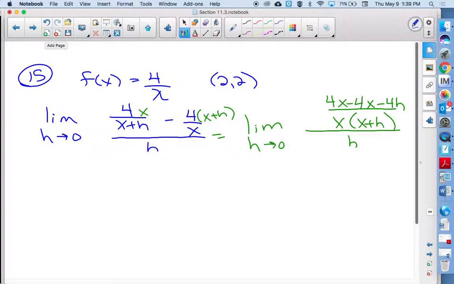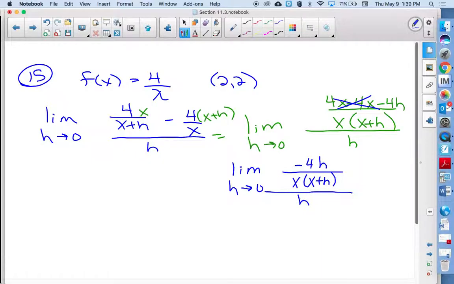So just like the last problem we did, those terms cancel. So 4x minus 4x goes away. We have a -4h on the top. And then we're dividing by h, which really means multiplying by 1 over h. So, Brandon, our h's cancel, leaving us with -4 over x.